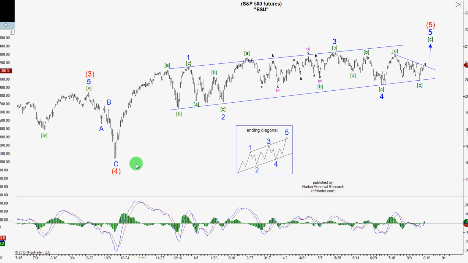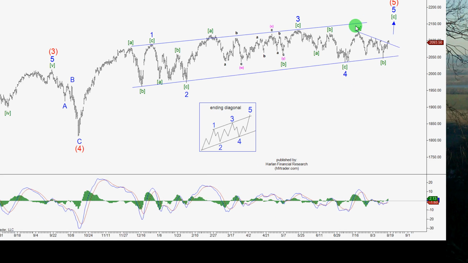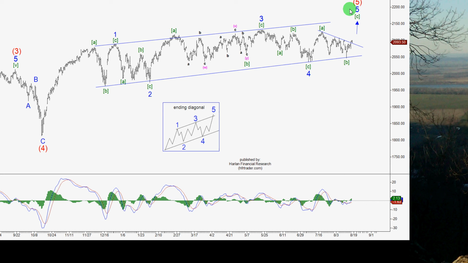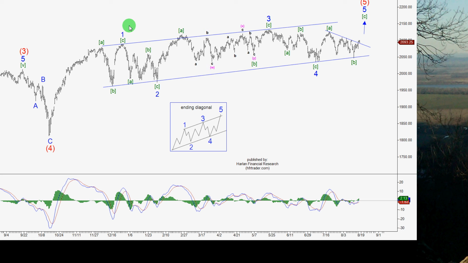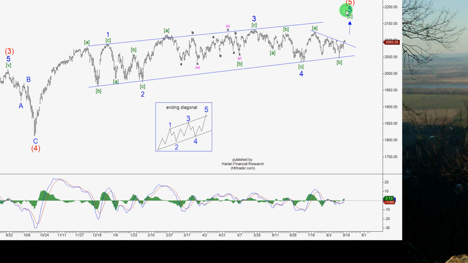And the diagonal is working its way through intermediate wave 5, which will be the final top of the 6-year-long rally. And there's 5 minor degree waves within the intermediate degree. So we have minor degree wave 1, minor degree wave 2, minor 3, minor 4, and minor 5.